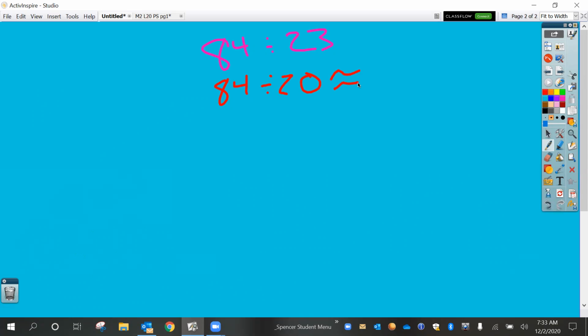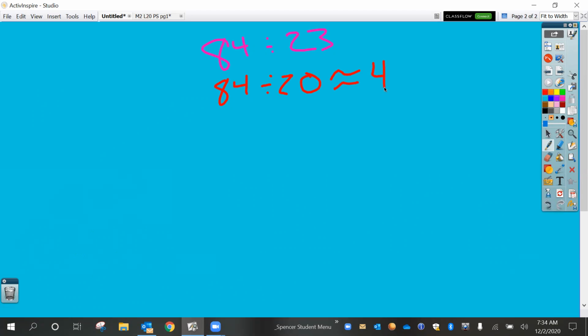All right. So 84 divided by 20 is approximately what? Well, 20. Let's count by 2s. 2, 4, 6, 8, 10. Okay, but we're talking about 2 tens, so it's 20, 40, 60, 80, 100. 100 would be too many, so it's definitely the 80. So that's approximately 4 groups.